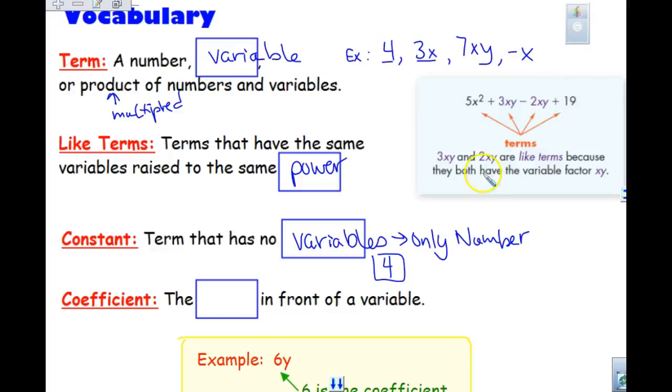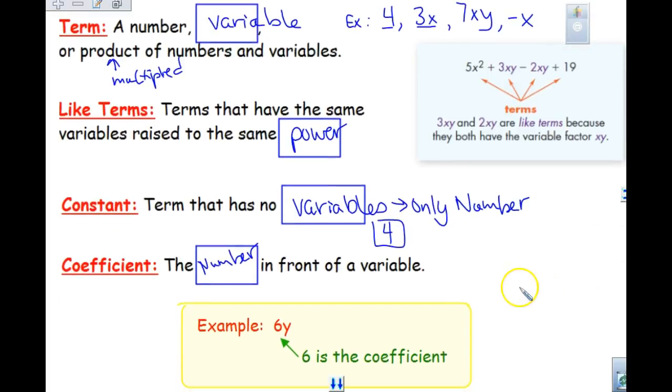The word coefficient. Coefficient is the number, and I know for me this was a small space to write, the number in front of the variable. What it really means is not just in front of the variable, it means the number times the variable.